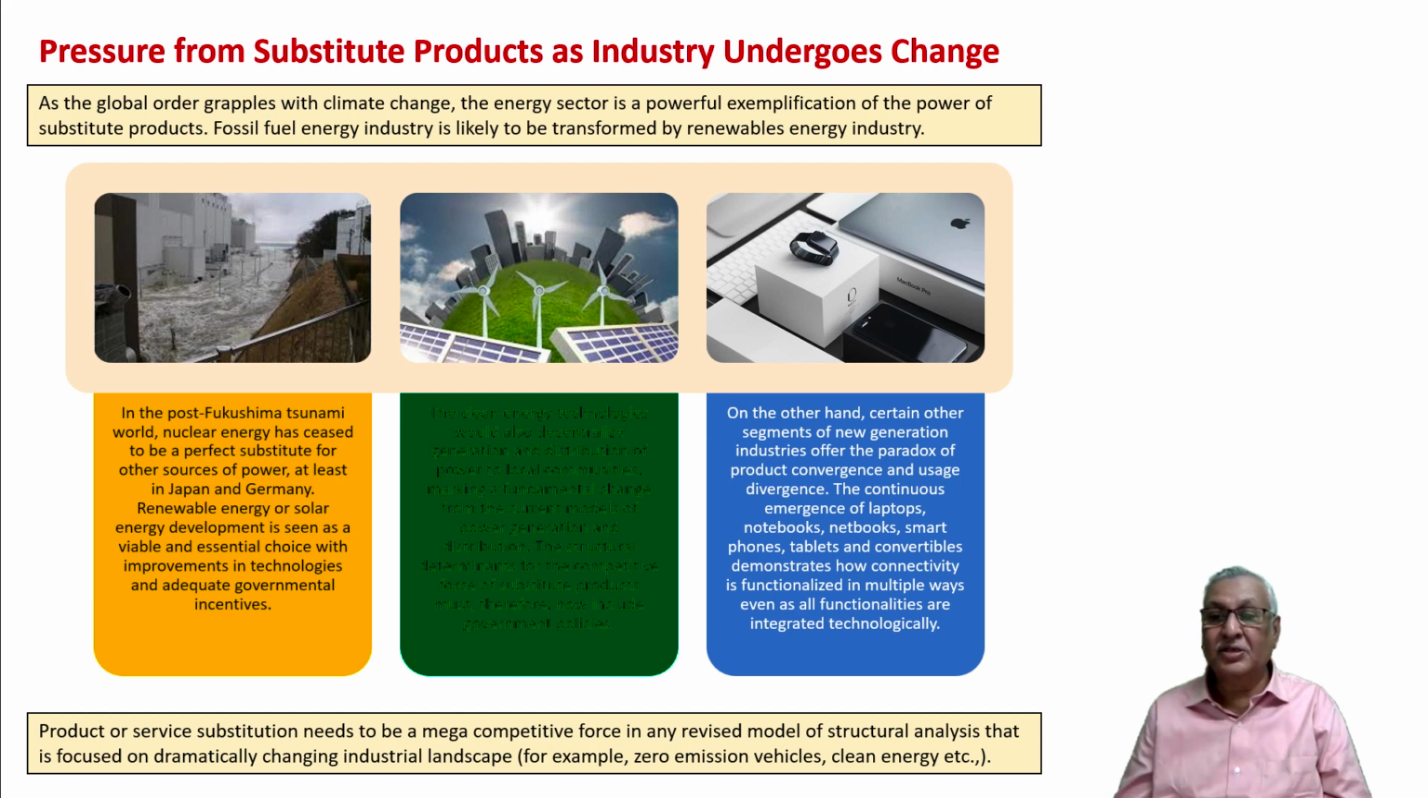On the other hand, certain other segments of new generation industries offer the paradox of product convergence and usage divergence. The continuous emergence of newer laptops, notebooks, netbooks, smartphones, tablets, and convertibles demonstrate how connectivity is functionalized in multiple ways, even as all functionalities are integrated technologically. Product or service substitution needs to be a mega competitive force in any revised model of structural analysis that is focused on dramatically changing industrial landscape. For example, zero emission vehicles, clean energy, etc.